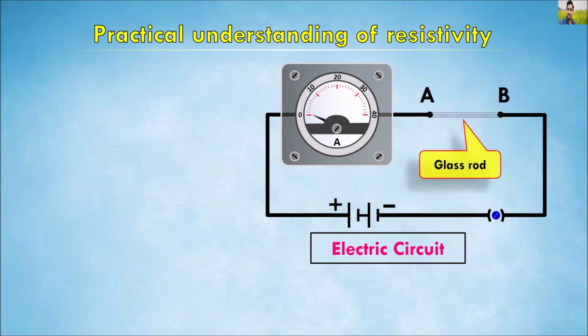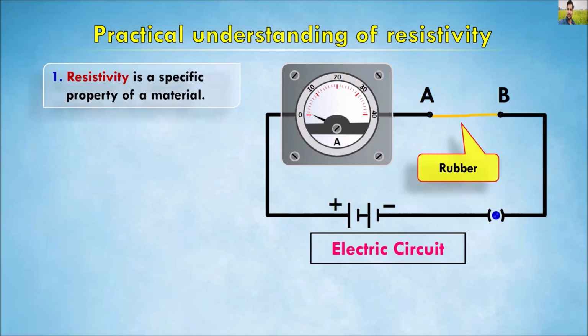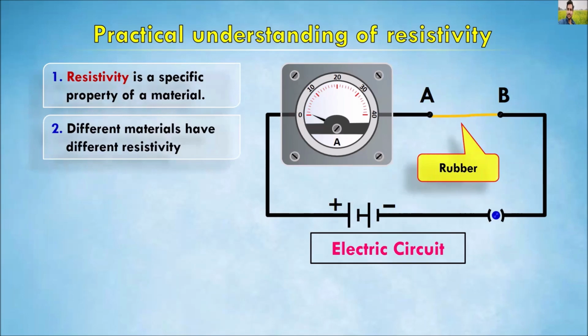Now, if we use a glass rod, as you can see, we are not getting any current because glass rod is an insulator. So obviously the circuit will not complete and we will not get any kind of current. If we use rubber, still we are not getting any current, right? So resistivity is a specific property of a material. Different materials have different resistivity.